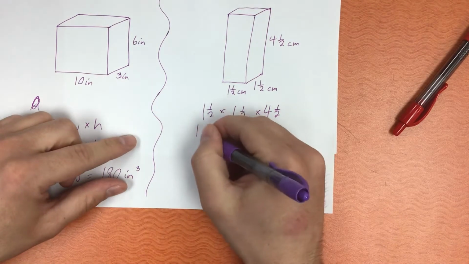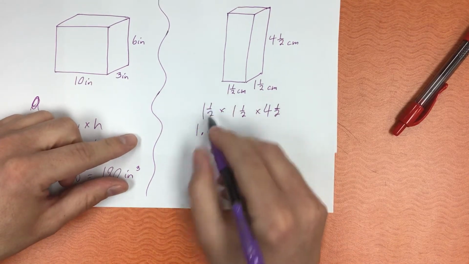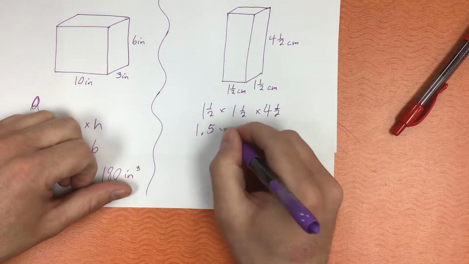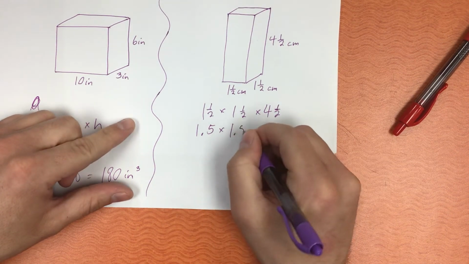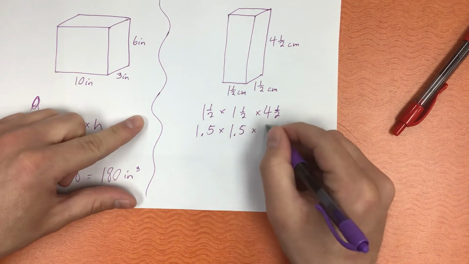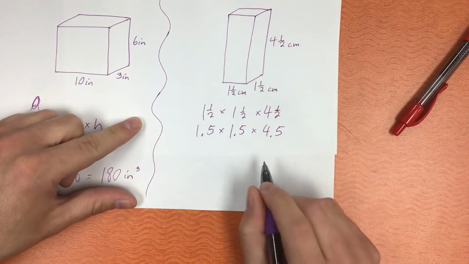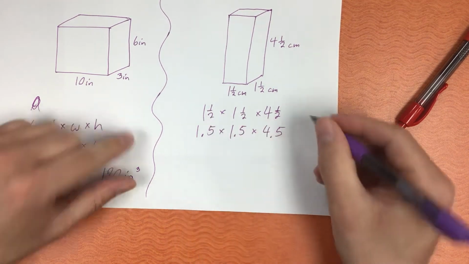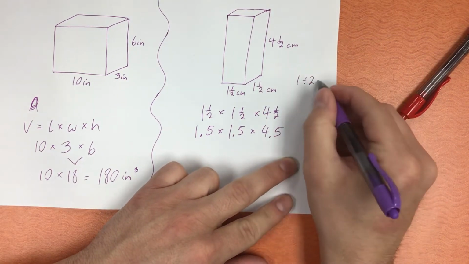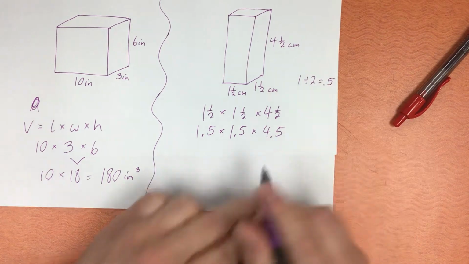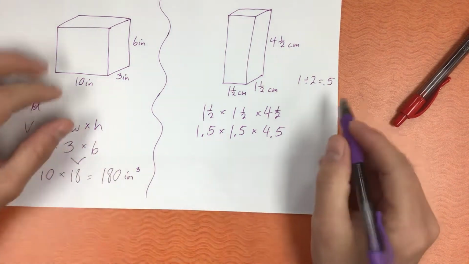I need to write each as a decimal to make this easiest. I know 1 and a half is 1.5, a half is 0.5, so that's 1.5, and over here it's 4.5, okay? If you forget fractions, remember you can put that in your calculator as 1 divided by 2, and it'll come out with 0.5, and then you'll know what the decimal is going to be.